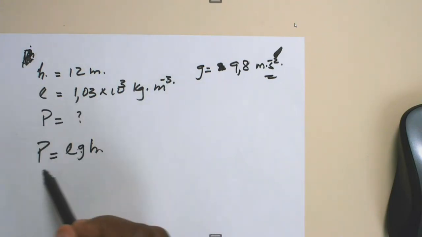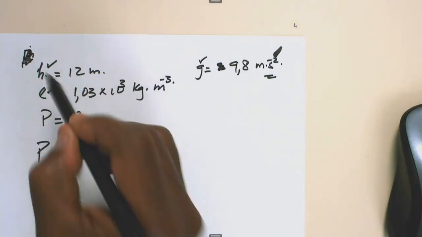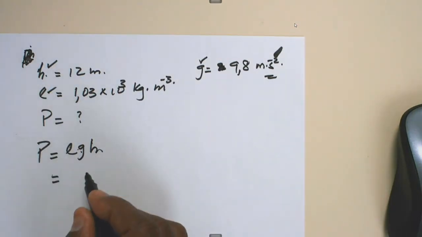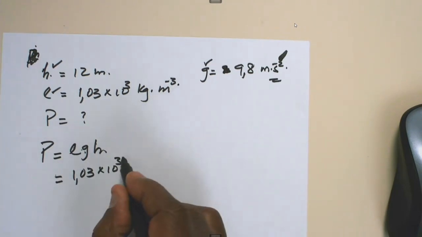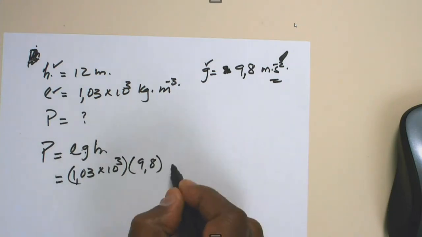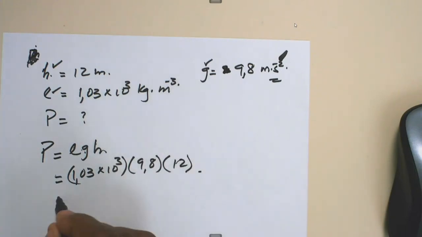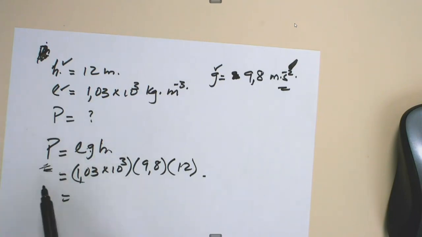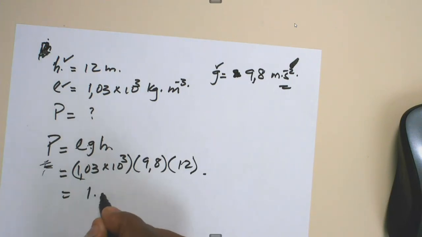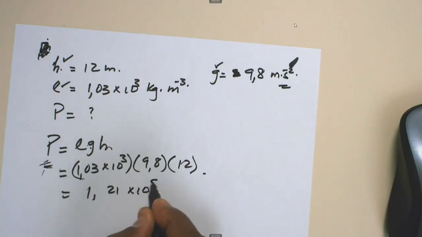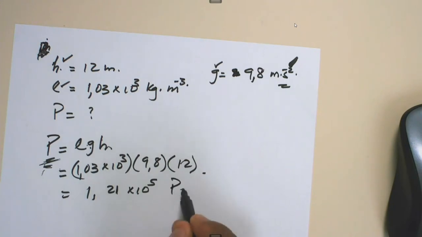Then you can see this one is just simple substitution, really. You have G, you have H, you have density. So yours is just to plug in the numbers in there. Density is 1,03 times 10 to the power 3. G is 9,8. And you multiply by the height, which is 12 meters above that. So this is how you would be able to calculate the fluid pressure. You can work that out. My calculator says it's 1,21 times 10 to the power of 5. But remember, its pressure should be in pascals.